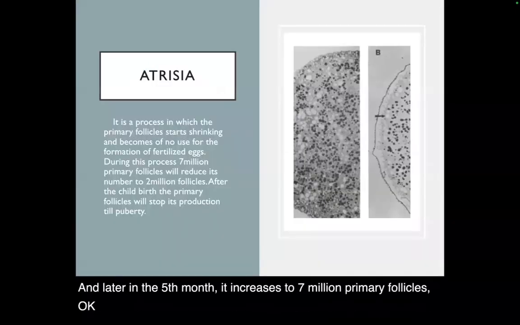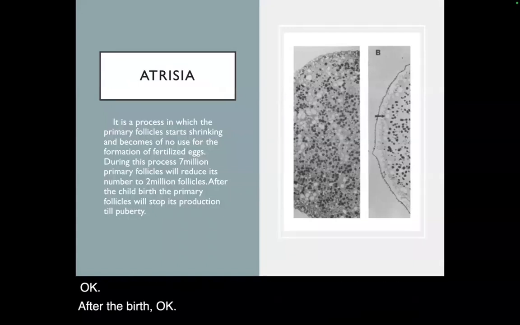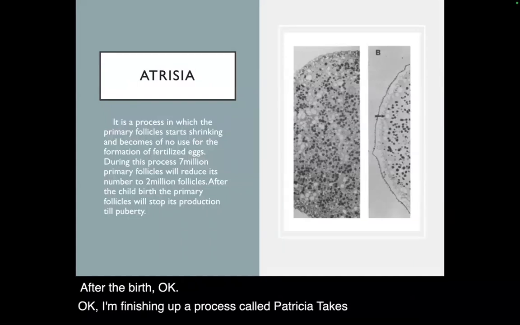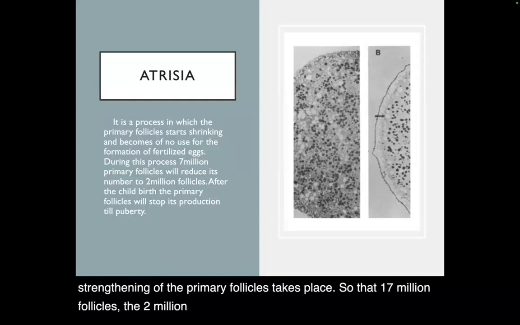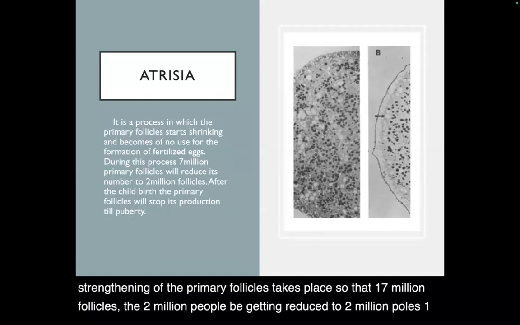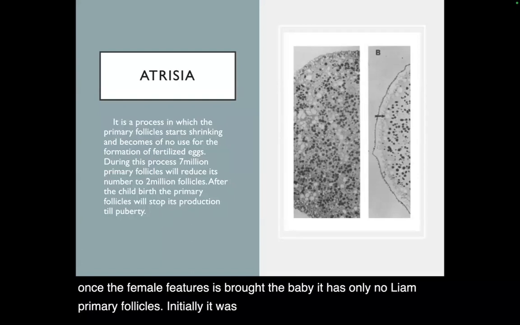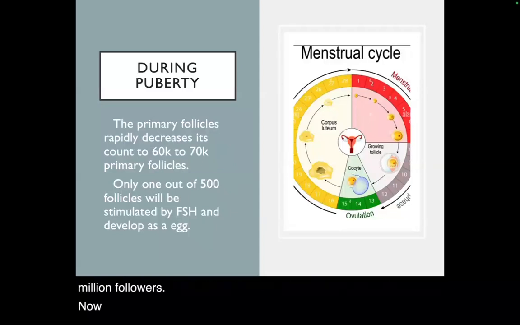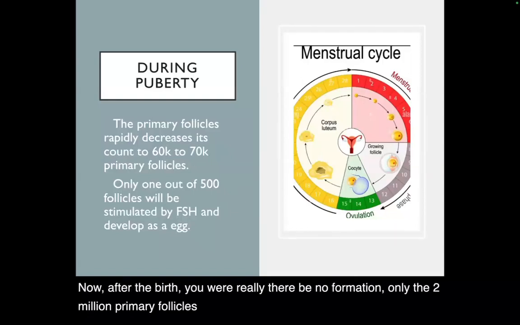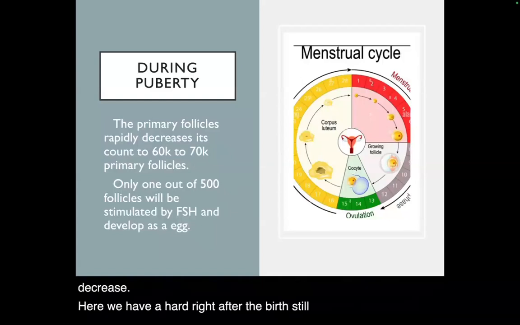After the birth of the female, a process called atresia takes place. In that, the shrinking of the primary follicles takes place, so from 7 million follicles it gets reduced to 2 million follicles. Once the female fetus is born, the baby has only 2 million primary follicles. Initially it had 7 million, and now it has 2 million follicles. Now, after the birth till puberty, there will be no formation. Only the 2 million primary follicles will remain static, with no increase or decrease. So here we have a halt, right? After the birth till puberty, nothing happens, so there is a halt.